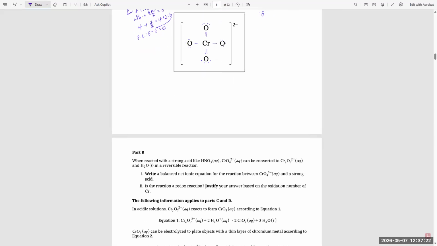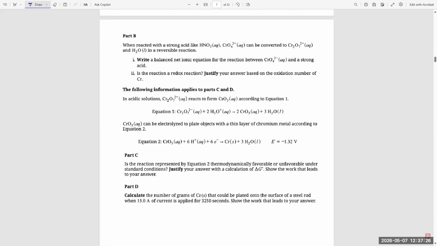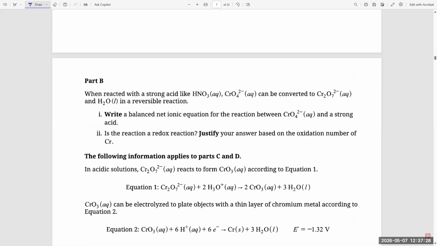All right, so 2A, 1 and 2 is done. Let's go to 2B. When reacted with strong acid like HNO3, chromate can be converted to dichromate and water in a reversible reaction. Write a balanced net ionic equation for the reaction between chromate and strong acid.